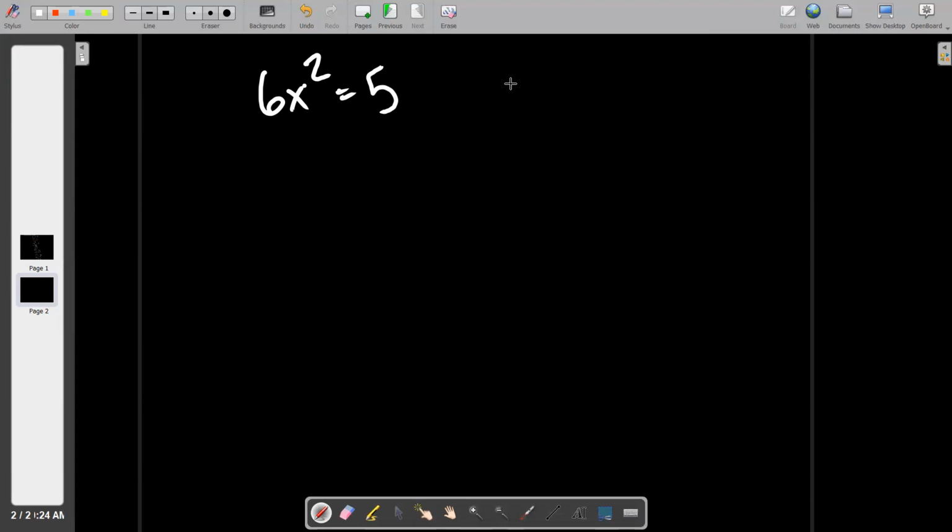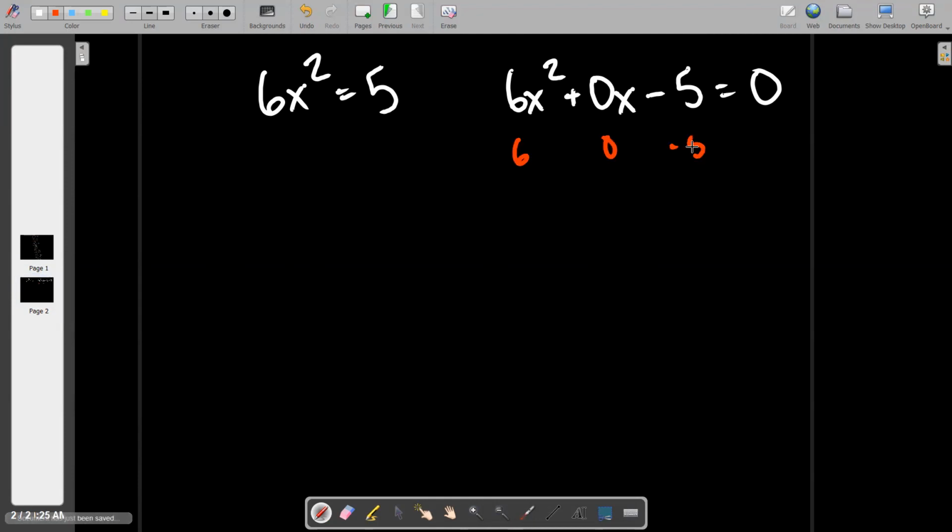But for now, since we're practicing the quadratic formula, we're going to write it as 6x squared plus 0x minus 5 equals 0. You can always put a 0 in. Always. What's A? B? C? Good. So there they are. It's time to apply the formula. So we're going to do x equals what? Good job.